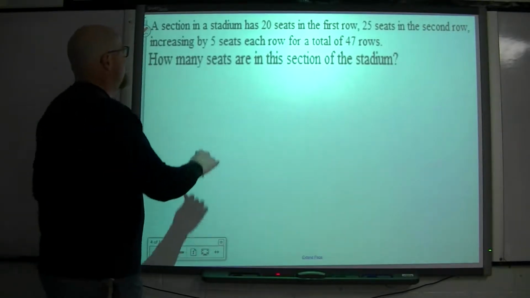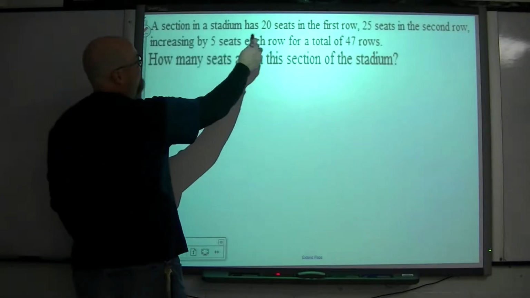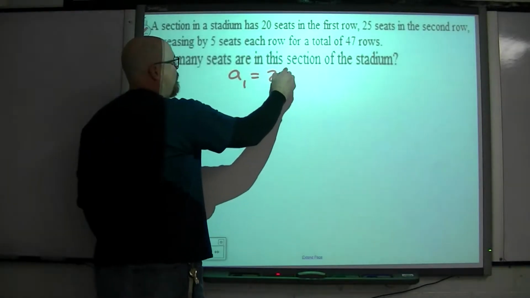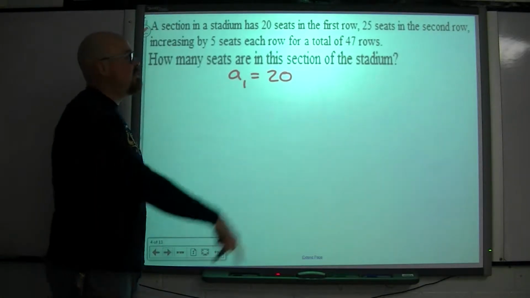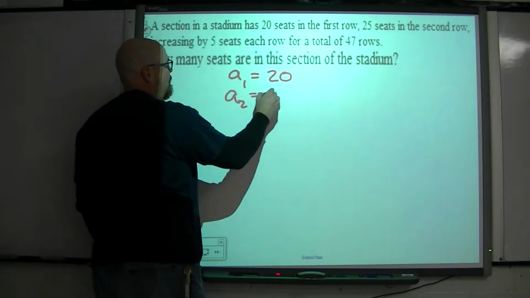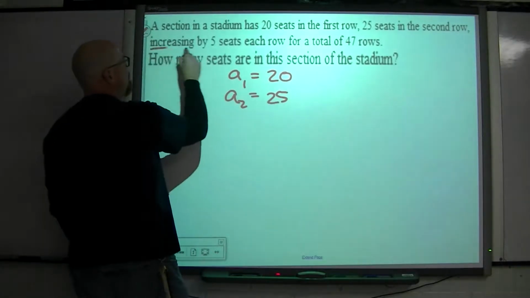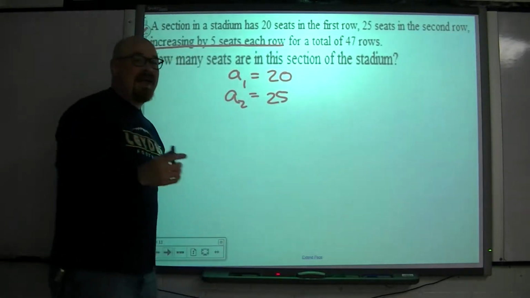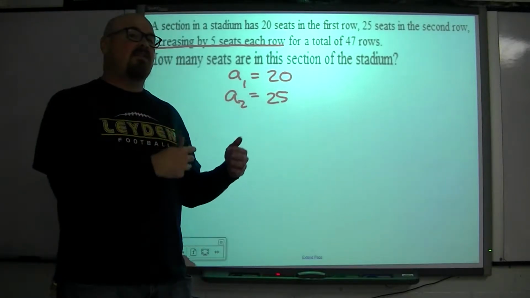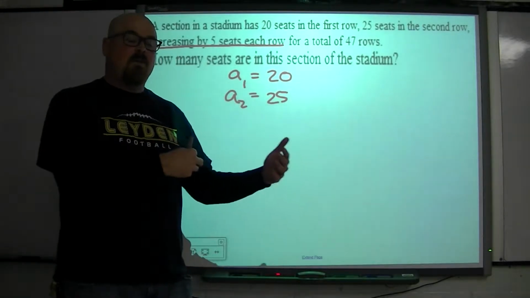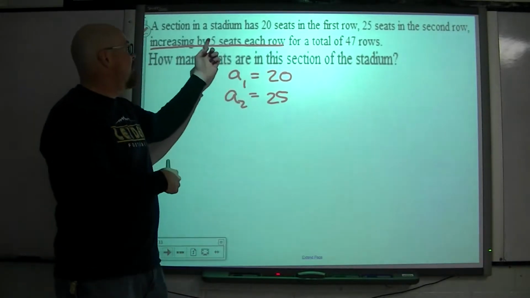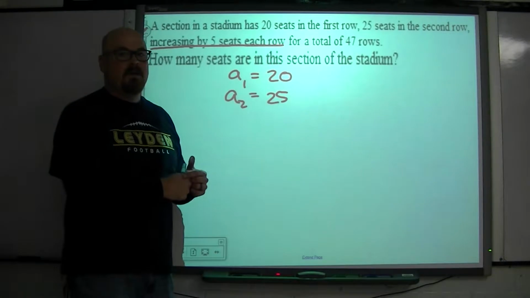How do we know? It says a section in a stadium has 20 seats in the first row. So the first row has 20 seats. Second row has 25 seats. So the second term has 25 seats, increasing by 5 seats each row. That tells us this is an arithmetic series, right? Arithmetic series model linear behavior. Linear models have a constant rate of change. 5 seats each row.